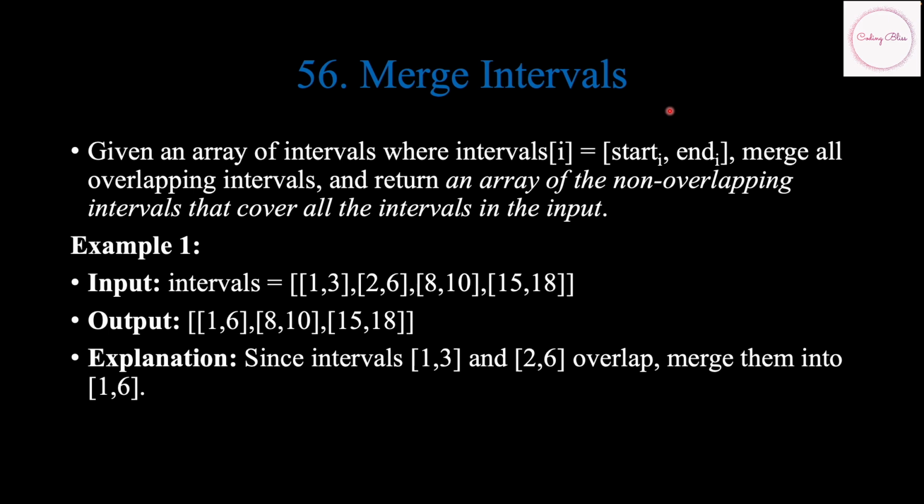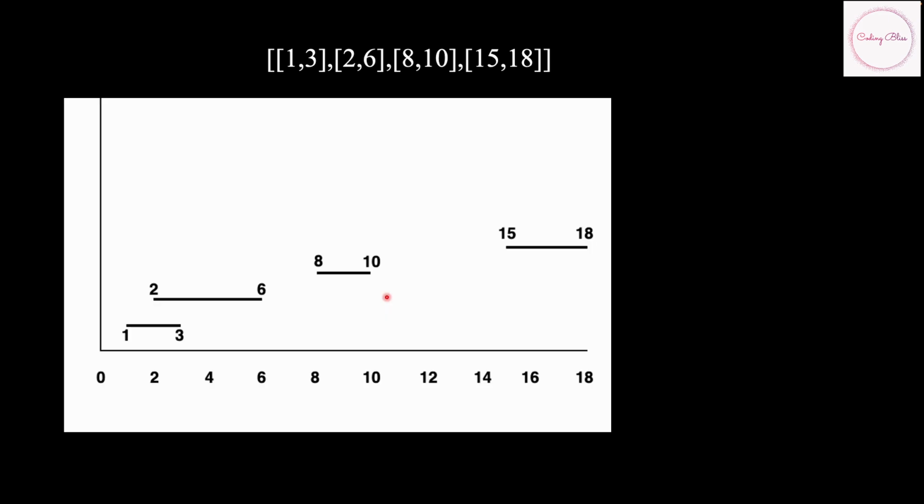Then basically we have to return the merged intervals. You can see here 1 3, 2 6, 8 10, 15 18. You can see that 1 3 and 2 6 are overlapping. To better understand this problem, whenever you get problems like this, I would recommend to at least draw this on a number line and see how to solve the problem.